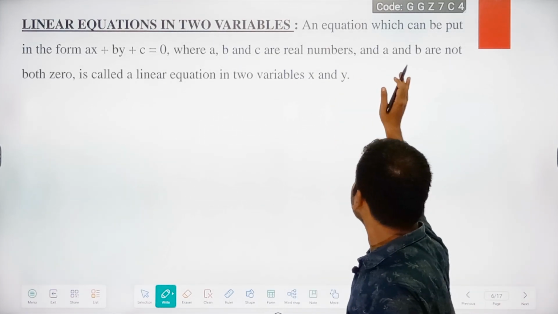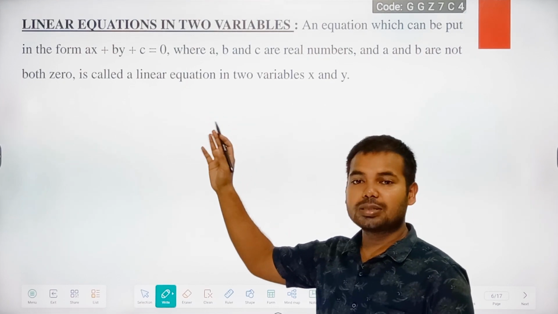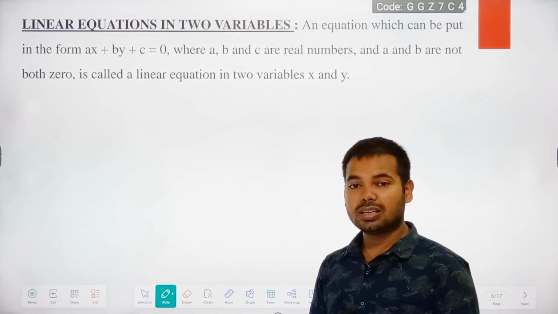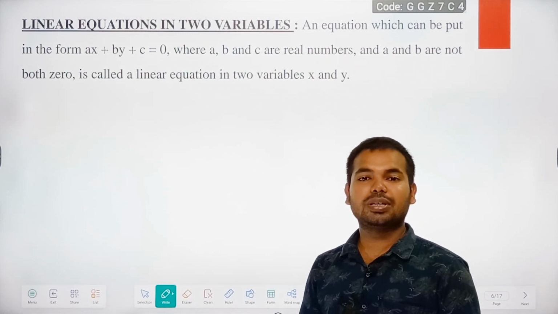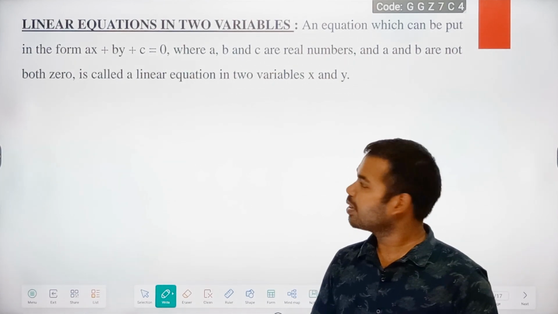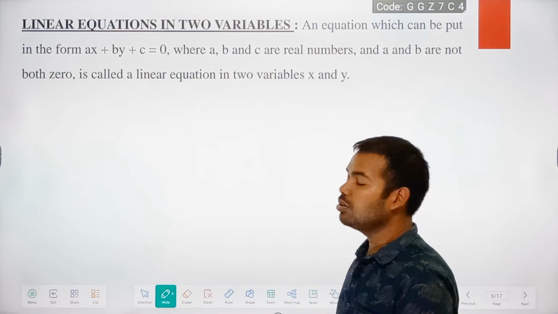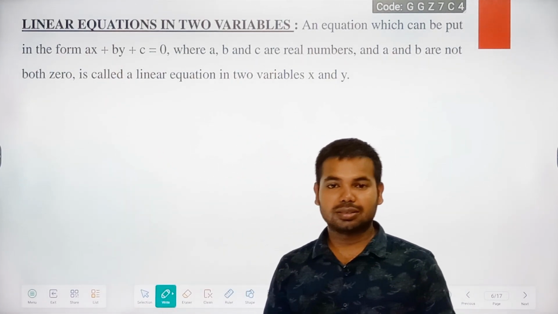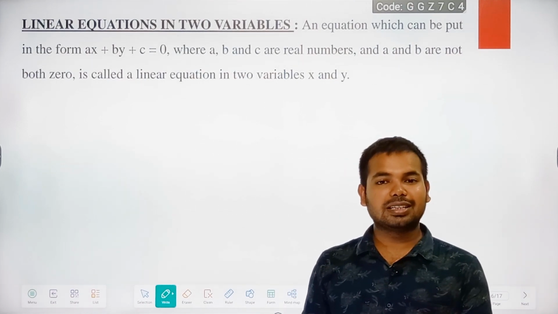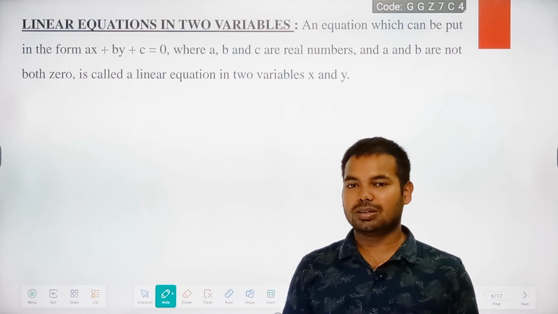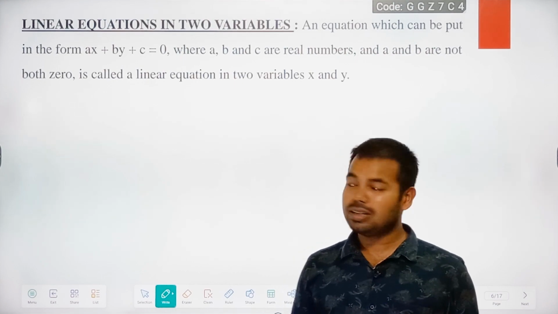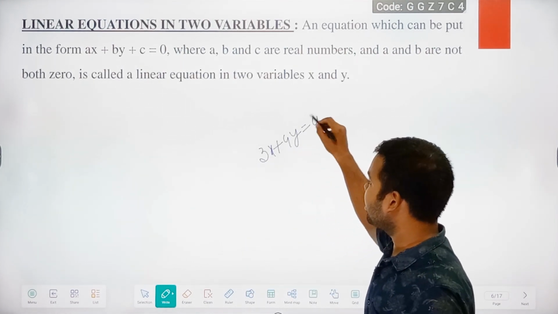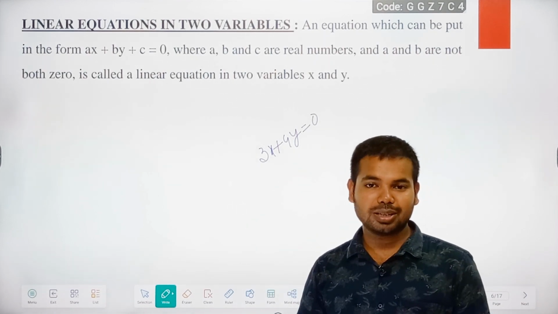An equation which can be put in the form ax plus by plus c equal to 0, where a, b, c are real numbers but a and b are both non-zero, is called a linear equation in two variables. Because if a and b become 0, then there will be nothing left, right? That's why a and b should not be equal to 0. c can be equal to 0, right? In this situation, 3x plus 4y is equal to 0, here you can see c is equal to 0.